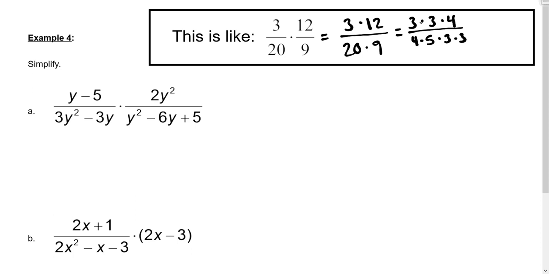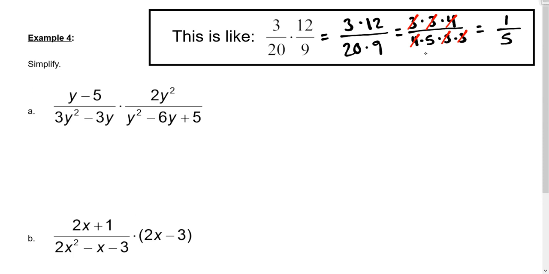Then I can start saying 3 over 3 is 1. 4 over 4 is 1. This 3 over this 3 is an additional 1. So when all is said and done, I only have 1 in the numerator and then 5 in the denominator. Okay? Could I have gone through and actually multiplied that out and gotten, well, 3 times 12 is 36, and 20 times 9 is what, 180, and then 36 is 1/5 of 180? Yeah, you could have done that.